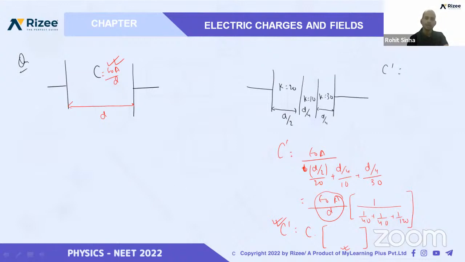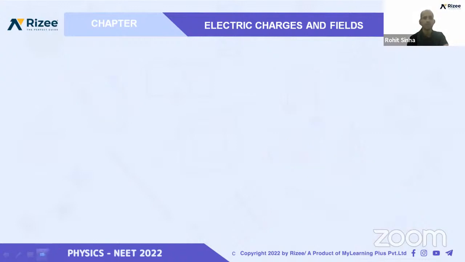This is the question part. We will do lots of questions also. First, we are focusing on completing the theory part. After that, we will be discussing more questions here. Now let us see one more concept, which is the combination of capacitors.